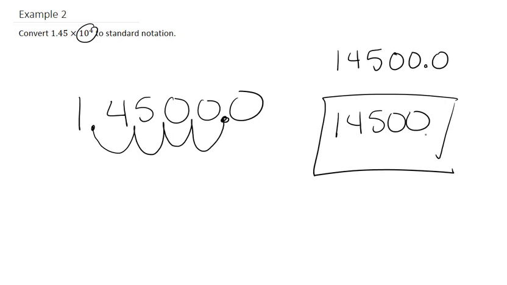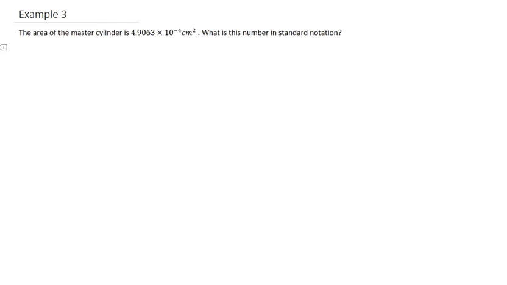Now let's do one final example. Example 3. The area of a master cylinder is 4.9063 times 10 to the negative 4th power centimeters squared. What is this number in standard notation? So we have our number 4.9063. Then we have times 10 to the negative 4th power.